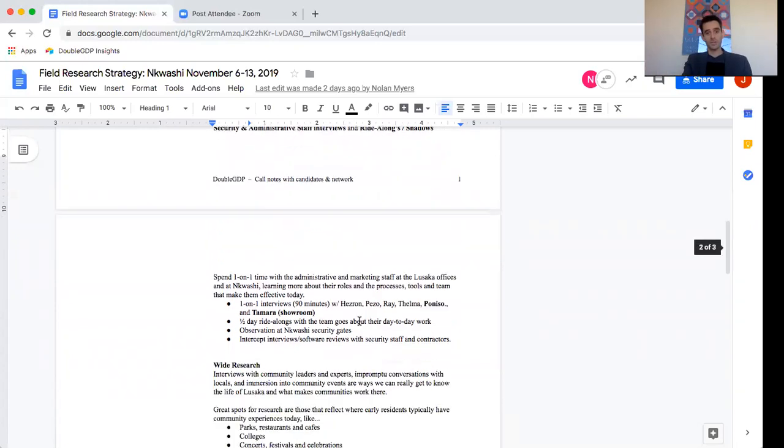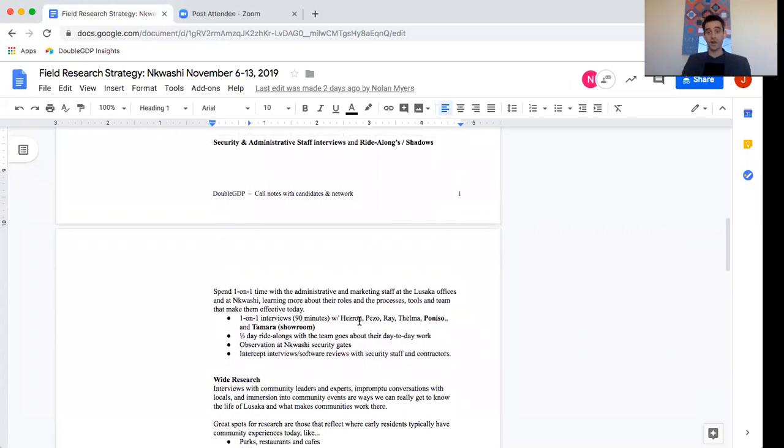We're also going to spend a bunch of time doing interviews and ride-alongs with the staff at Nkwashi. So this is the security staff, the marketing staff, the administrative team, etc. We'll do probably 90-minute individual interviews with each of those folks.